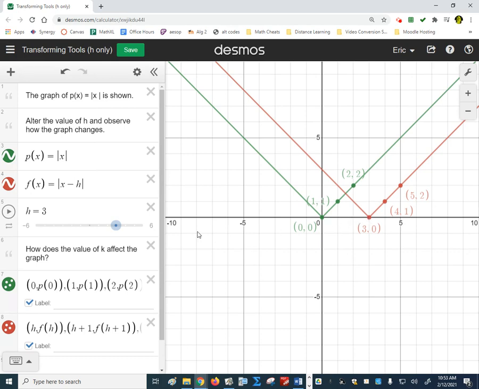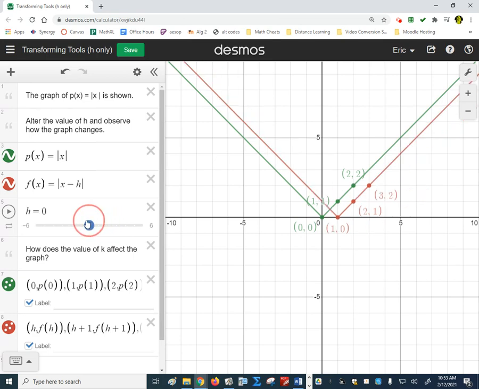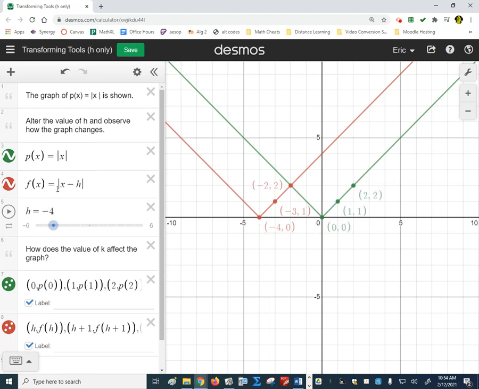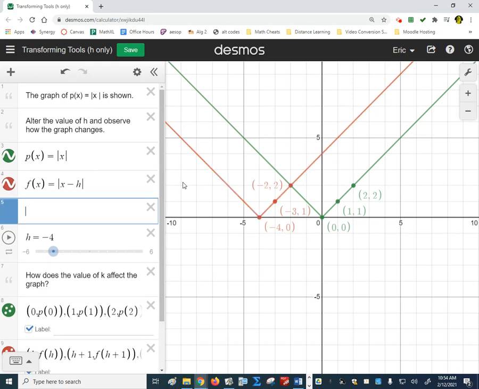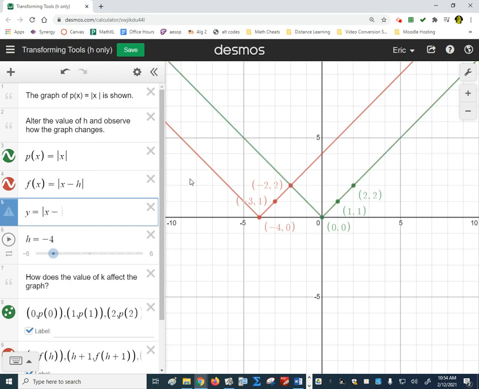Okay, what about adding 3 to x? Well, how do I add 3 to x? That'd be the same as subtracting a negative, right? So if I make h a negative number, like negative 4, x minus negative 4 would be the same thing as x plus 4. Here, I'll prove it to you. y equals the absolute value of x plus 4. Look what it did. Adding 4 to x inside the function moved it to the left by 4. That's kind of backwards of what we probably would have expected, right?